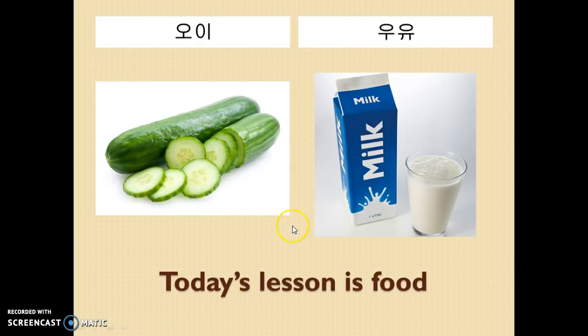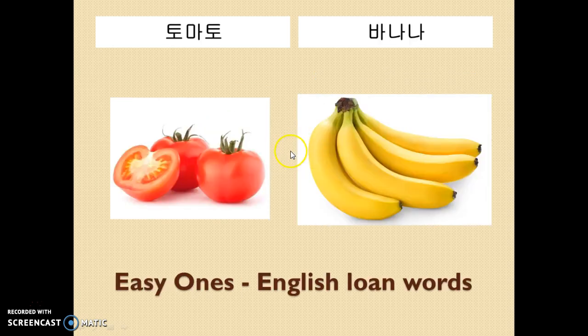Today's lesson is food, and here we have a cucumber. In Korean we say oi, oi, and milk, which is uyu, uyu. I'm sorry, my throat is a little bit rusty because I might have a cold, but I'll do my best. These ones are easy ones. They're English loanwords, so they come from English.